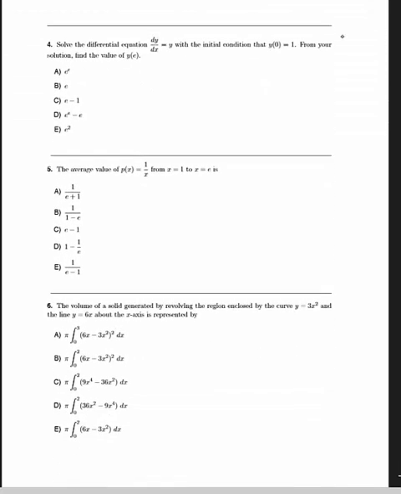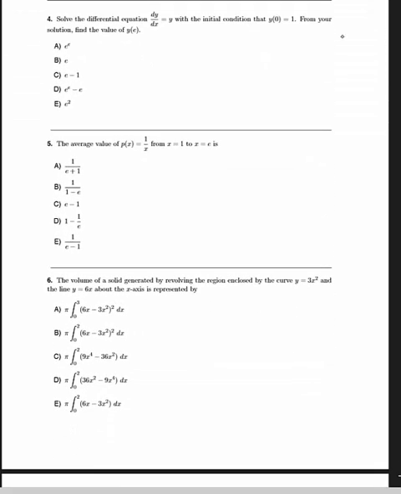Alright, the next question is a differential equations question with an initial condition. So we have dy dx equals y, and then they want us to figure out what is y of e. So in this case we need to multiply both sides by dx, and we'll divide both sides by y, or you could cross multiply, but basically we're going to end up with dy over y equals dx. Now we integrate both sides. I'm going to write this up here.